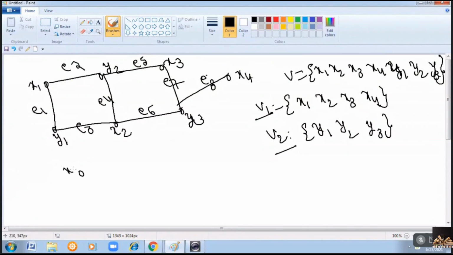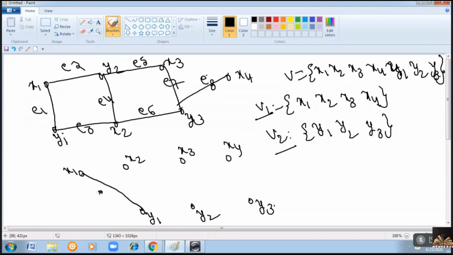Let me write the vertices group wise. In the first group we have 4, in the second group we have 3, right? Now, total of how many edges are there? 8 edges. E1 is from X1 to Y1. This edge contains one vertex in the first group and one vertex in the second group. Yes, it is valid. Now, E2 is from X1 to Y2. Same thing: this E2 contains one vertex in V1 and one vertex in V2.